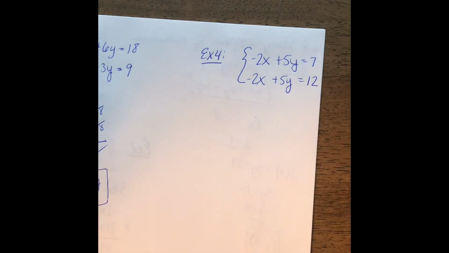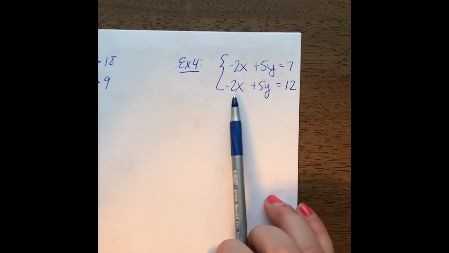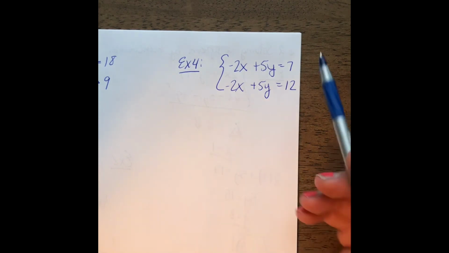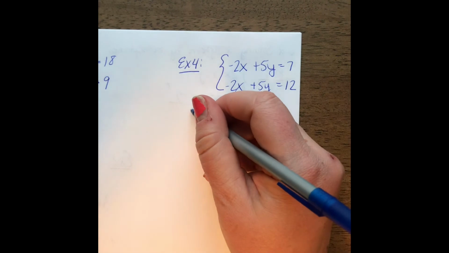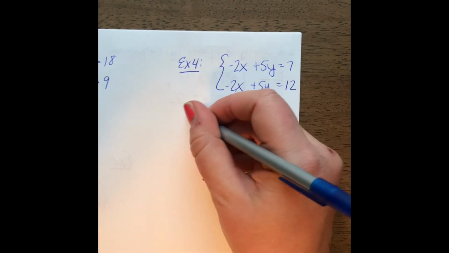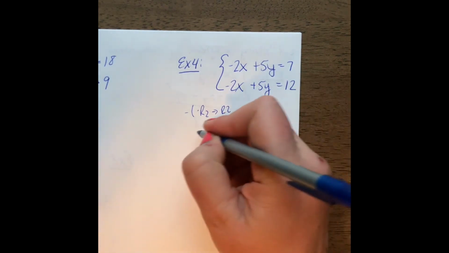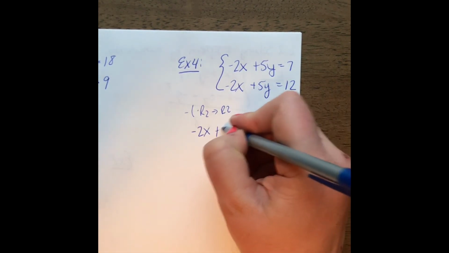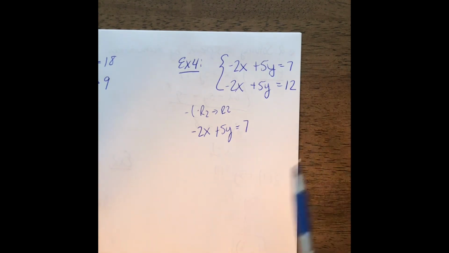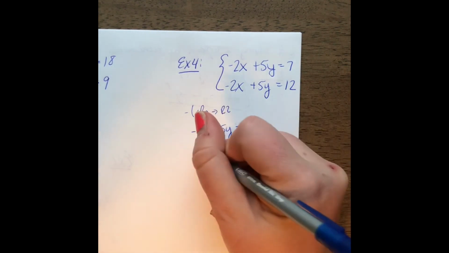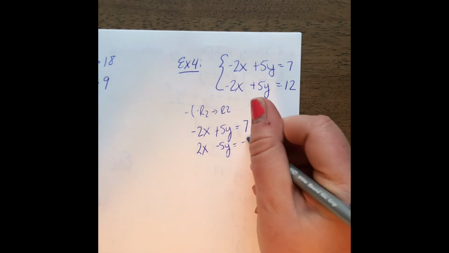Last but not least, example 4. We have the system negative 2x plus 5y is equal to 7, negative 2x plus 5y is equal to 12. I notice my x's are negative 2 and negative 2, so I'm going to take the second equation, multiply it by a negative 1, and I'm going to give a new row 2. So I'm going to have negative 2x plus 5y is equal to 7. And when I multiply the second equation by negative 1, I'm going to get 2x minus 5y is equal to negative 12.